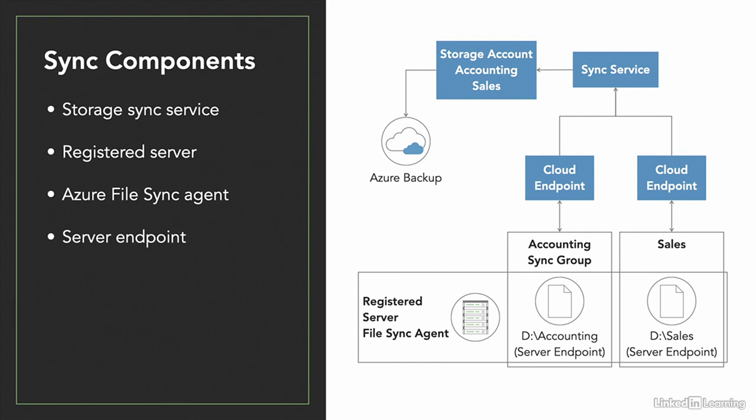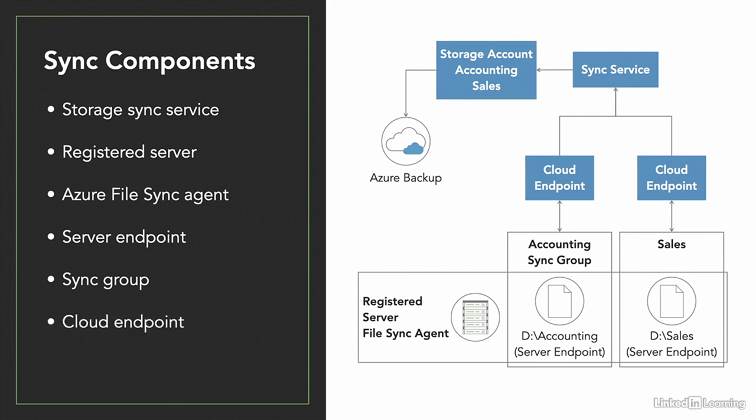Multiple server endpoints can exist on the same volume if their namespaces do not overlap. For example, I have D:\Accounting and D:\Sales folders. And the sync group defines the sync topology for a set of files. Server endpoints within a sync group are kept in sync with each other. If, for example, you have two distinct sets of files that you want to manage with Azure File Sync, you would create two sync groups and add different endpoints to each sync group. A Storage Sync service can host as many sync groups as you need.